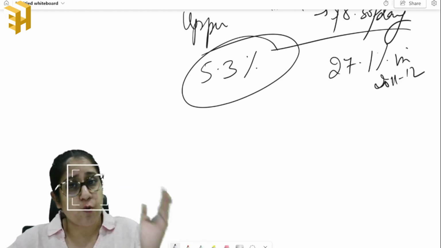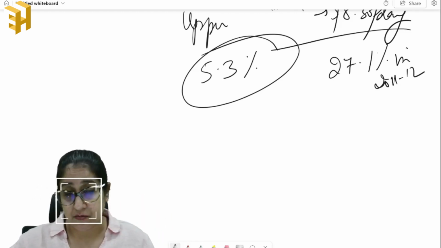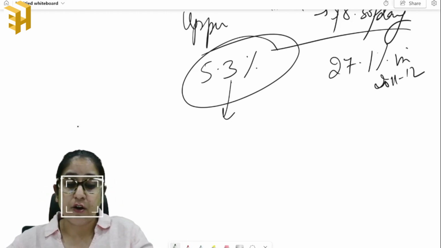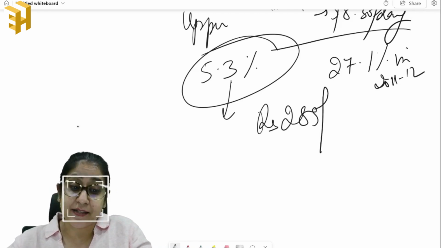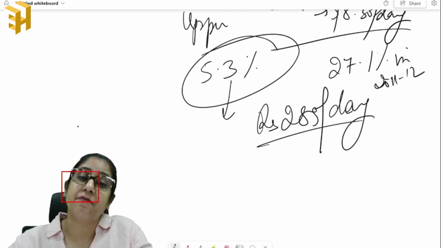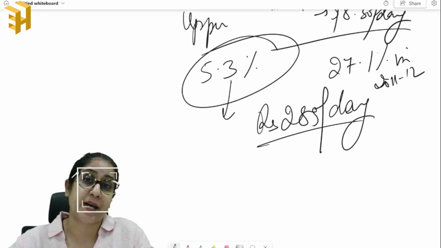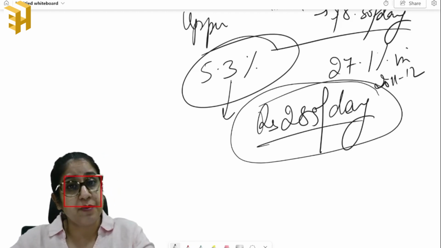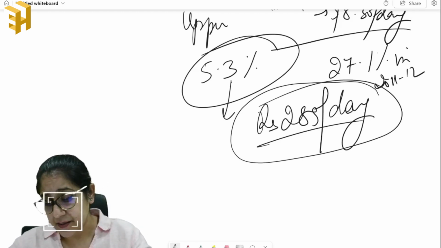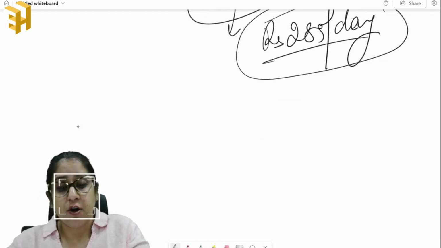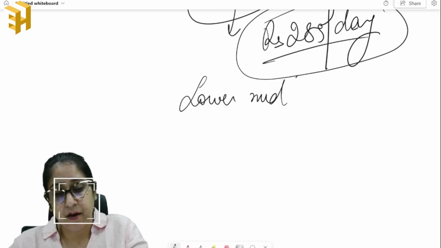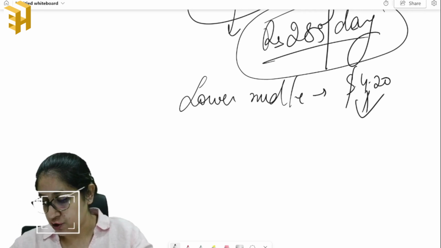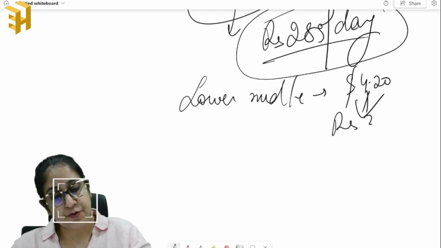Let's think the other way around. If we see it in rupee terms, right? 5.3% of the population is actually spending less than or equal to rupees 285 per day in today's time, if we consider the dollar price to be approximately 95 rupees per dollar. So they are spending less than rupees 285 per day. And similarly, if we talk about lower middle income, which was nothing but $4.20 per day, that equals approximately rupees 399.